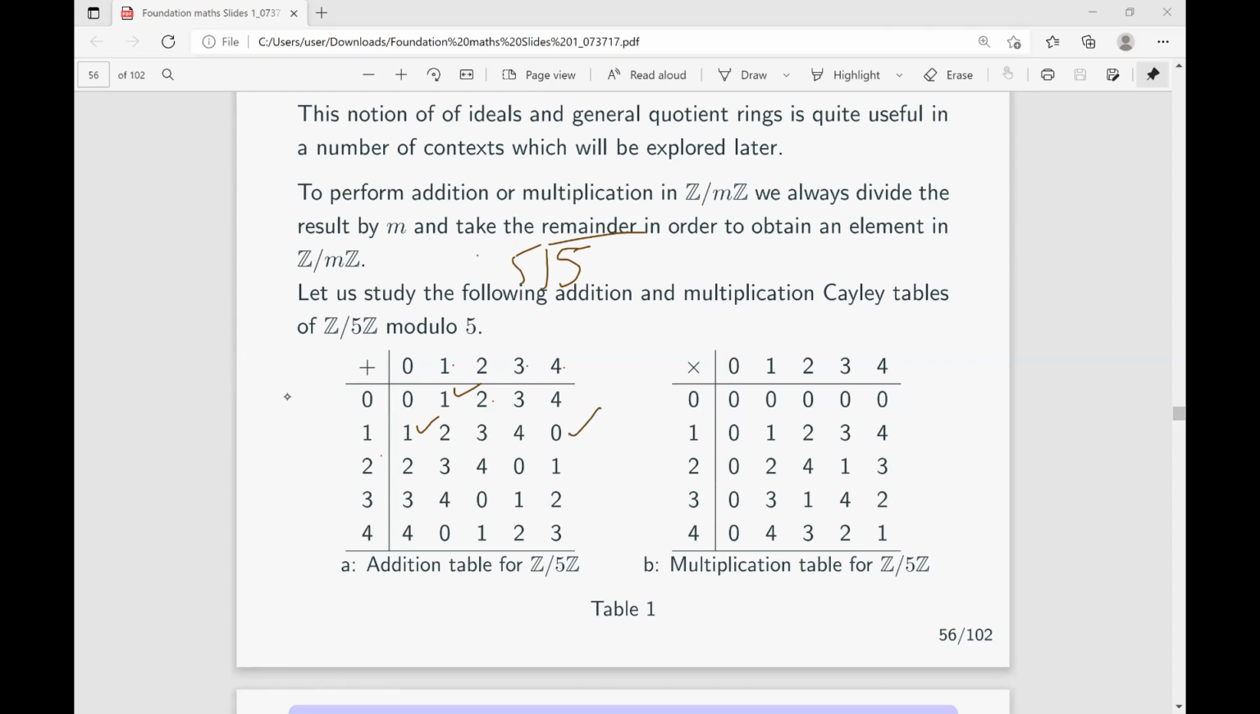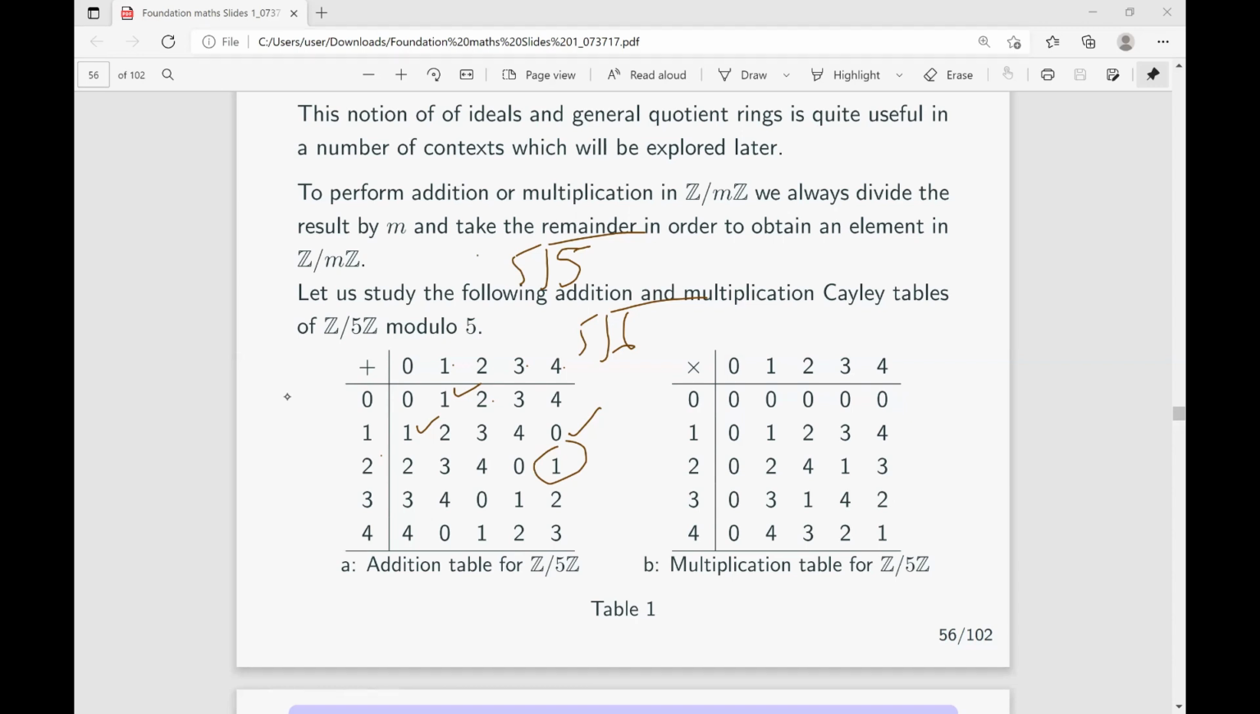Now let me add 2. 2 plus 0 will be 2. 2 plus 1 will be 3. 2 plus 2 will be 4. And 2 plus 3 will be 0. Is that okay? Because that will be the remainder. The answer you get there is 5. 5 divided by 5 gives you a remainder of 0. And then 2 plus 4 is 6. 6 is greater than 5, so we divide by 5 and write the remainder. So that gives us 1.